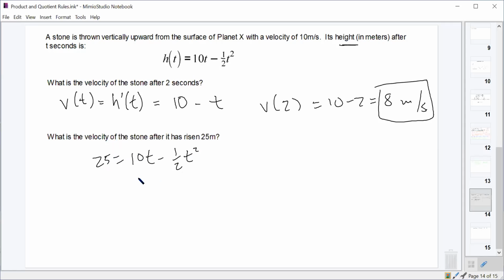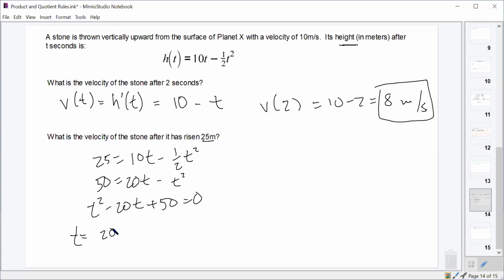And this is just a quadratic, right? Might not be great to have a 1/2 in front of the t squared as we're trying to figure this out, so it might be easier if we multiply everything by 2 and get 50 equals 20t minus t squared. And then we get t squared minus 20t plus 50 equals 0. And we should be able to solve that quadratic, right, to figure out at what t value it is at a height of 25 meters. I don't believe that factors nicely, so we'll need to use the quadratic formula.